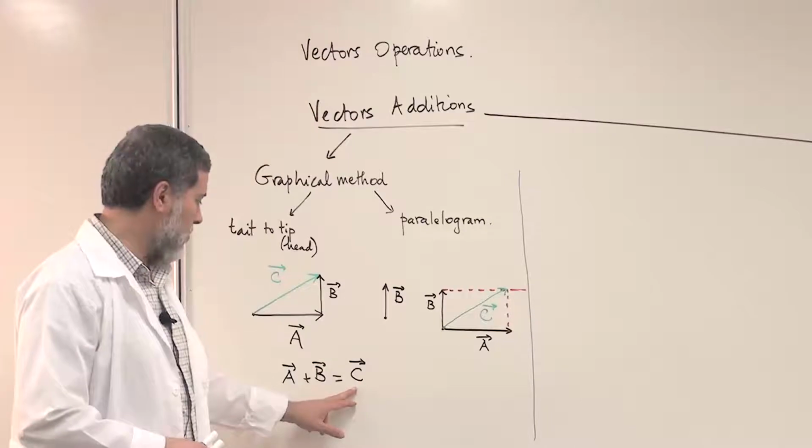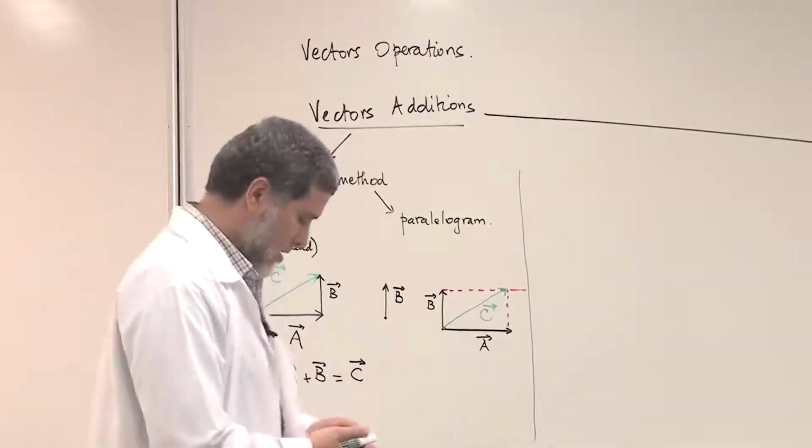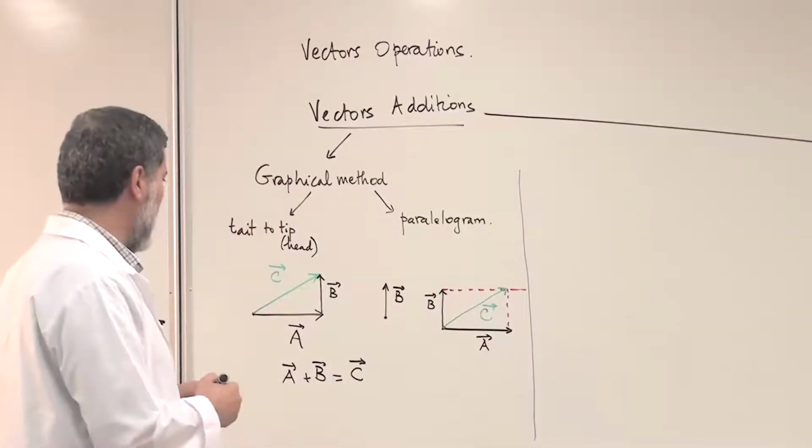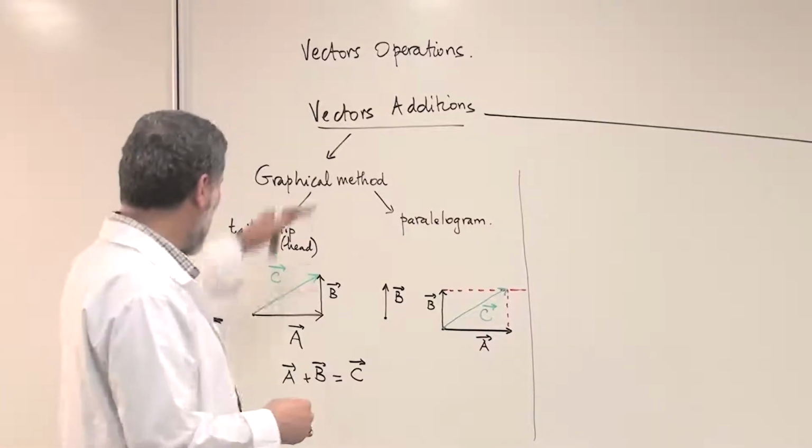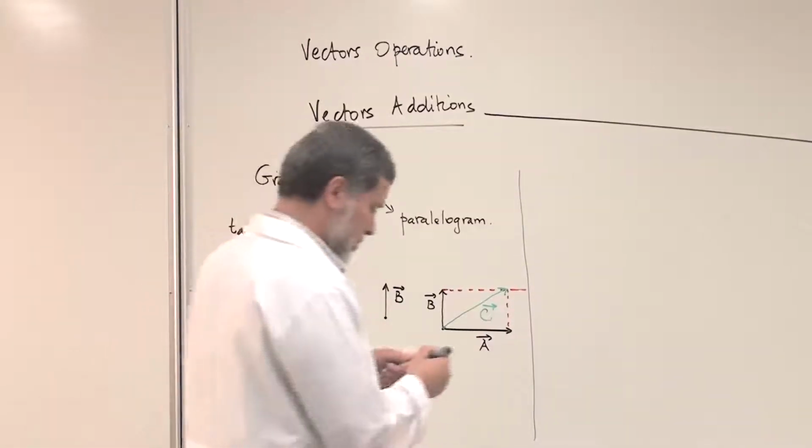Okay, so this vector C is called the resultant. Now I want to show you how to subtract vectors. This is the addition of vectors. I'm going to talk about subtraction.